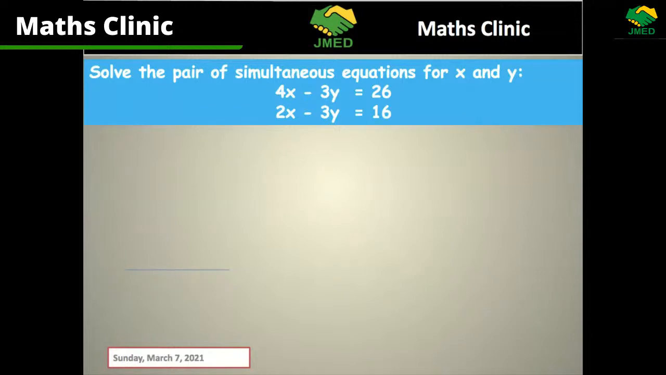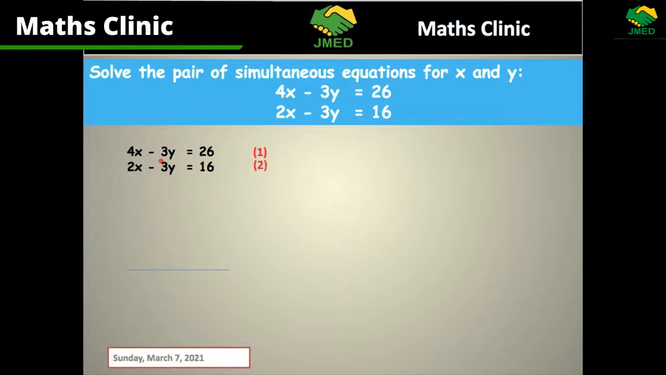We have 4x minus 3y equals 26, and 2x minus 3y equals 16. Again, a lot of students, when they see lots of negative signs or minus signs, start panicking. But if the coefficients are the same, then it doesn't matter.